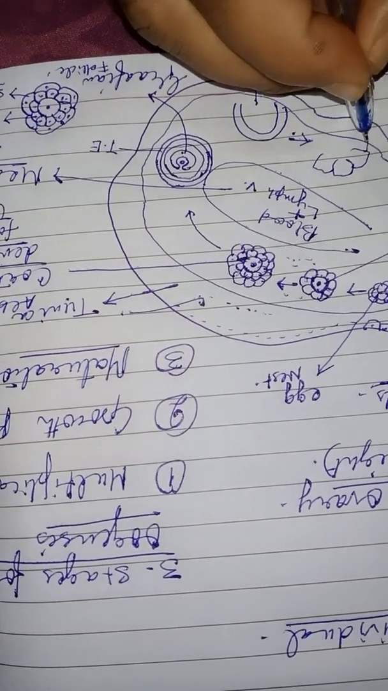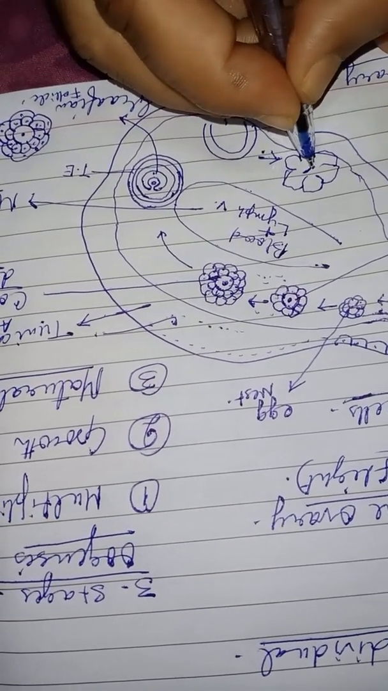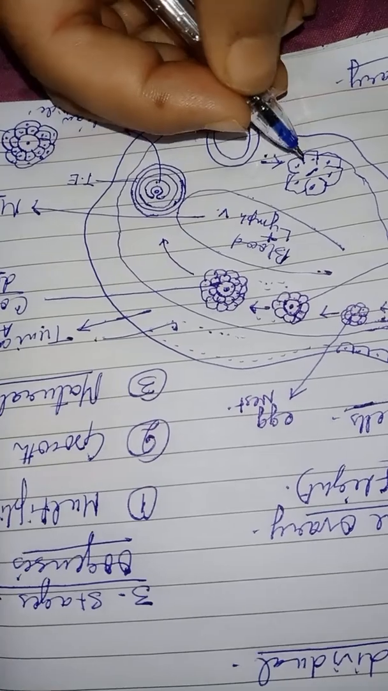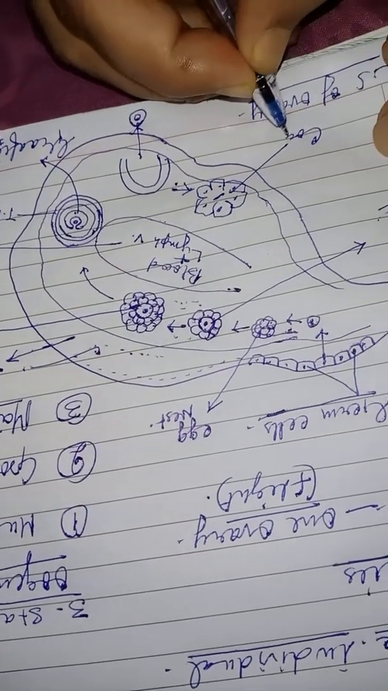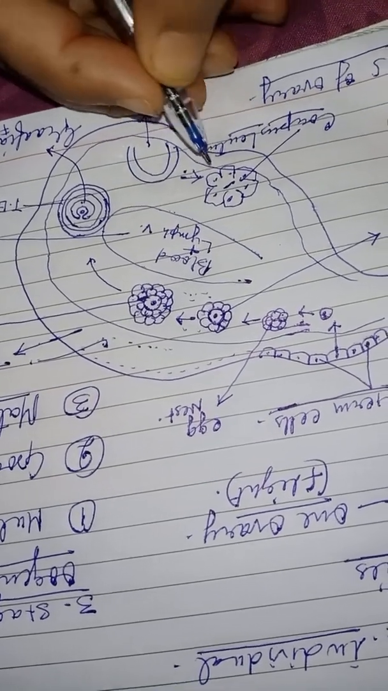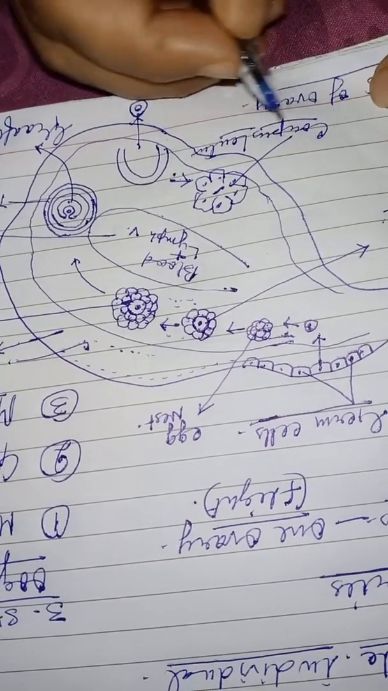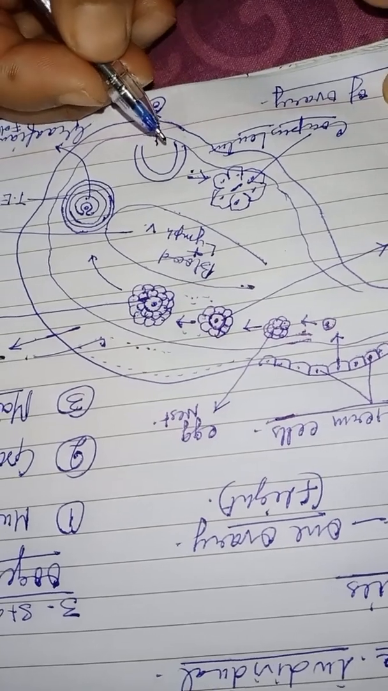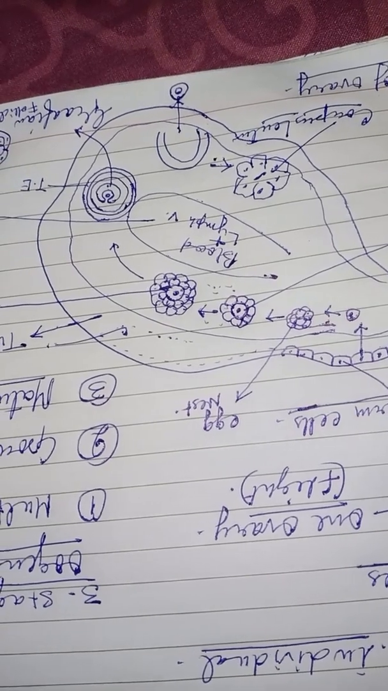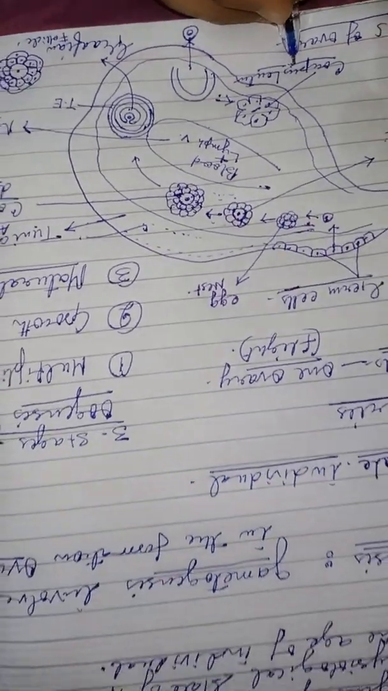It forms the corpus luteum. The cells of the corpus luteum are called luteal cells. This is the corpus luteum, and these are the luteal cells. And one thing for your knowledge is that the luteal cells are derived from what? They are derived from zona granulosa and theca interna.